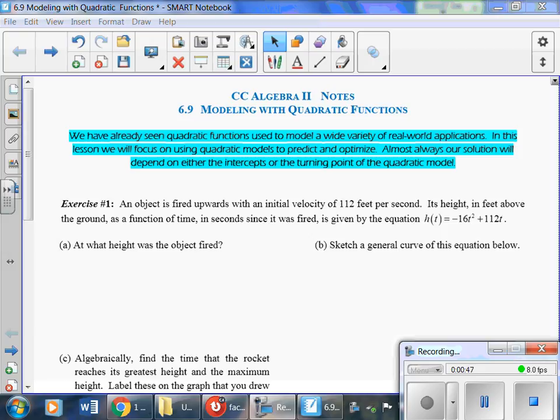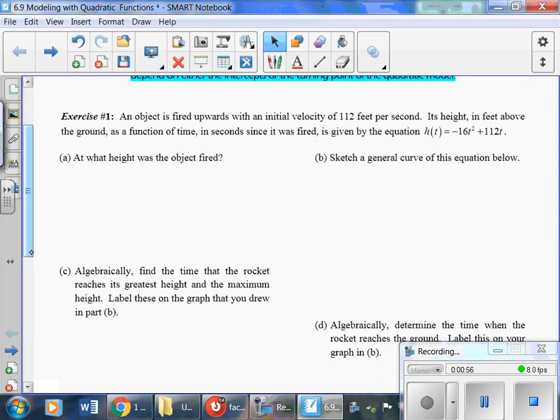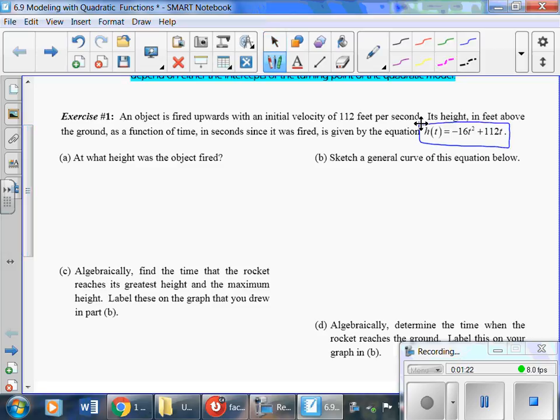And just being able to visualize what's happening is half the problem. So in exercise 1, an object is fired upwards with an initial velocity of 112 feet per second. Its height in feet above the ground as a function of time in seconds since it was fired is given by the equation h of t equals negative 16t squared plus 112t. So all that stuff said ahead of time about the velocity, about the function of time, about the seconds is just setting up the equation. So right here, all of that has to do with this.